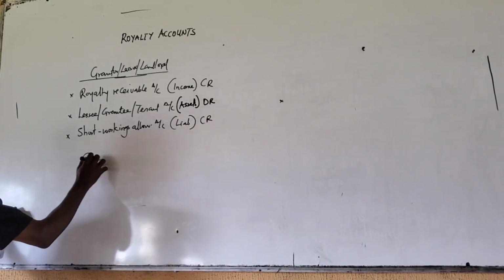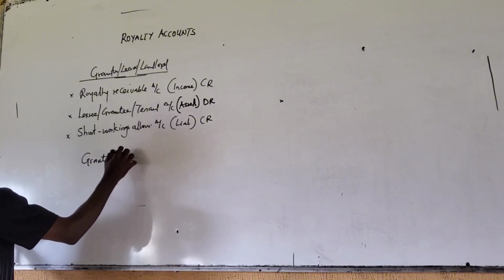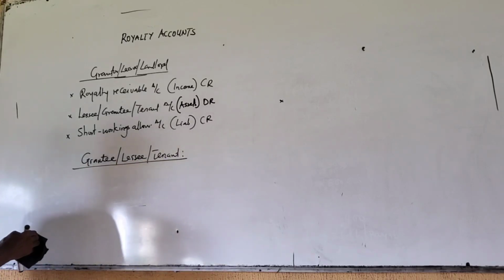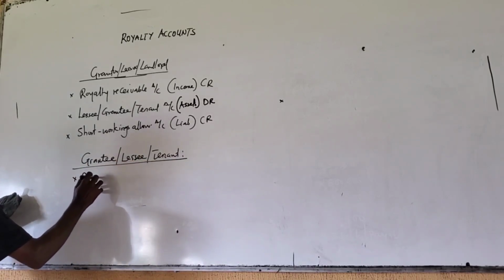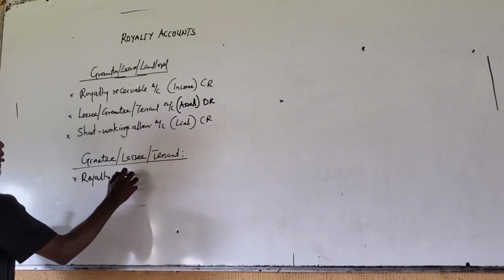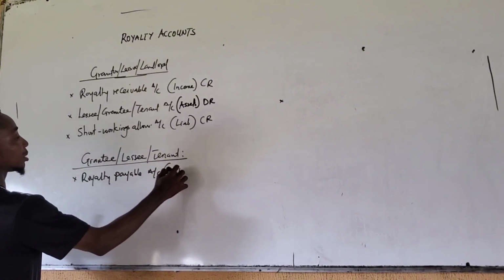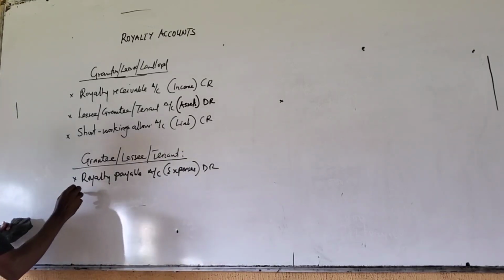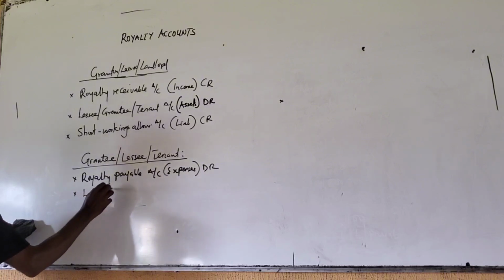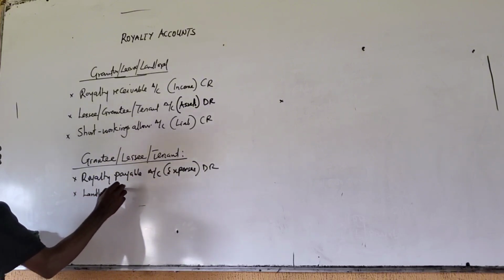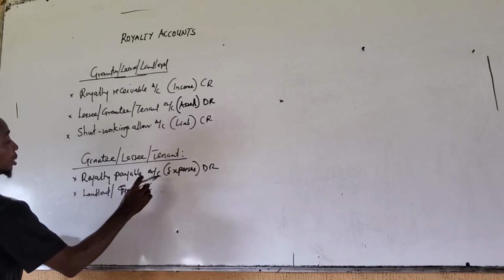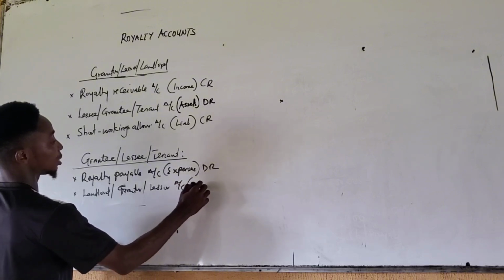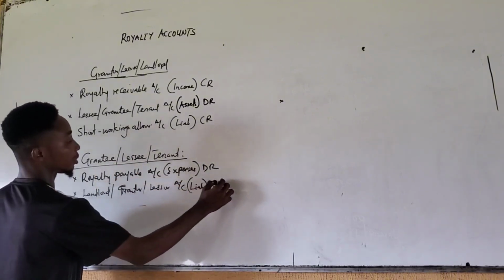Then in the book of the grantee or the lessee or the tenant, you also maintain 3 accounts. We have royalty payable, which is an expense account, and all expenses always have a debit balance. Take note. Then we have the landlord account, landlord or the grantor or the lessor, whichever name. This is a liability account to the tenant. This will have a credit balance.